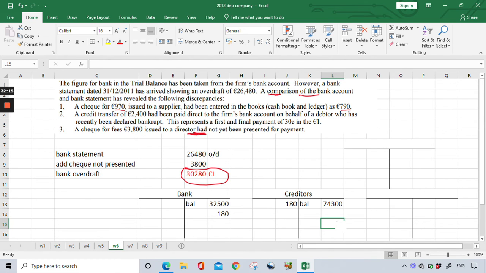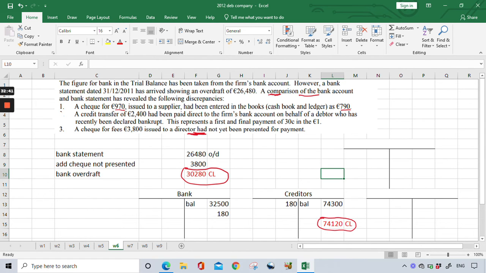Okay, so if we balance this now, our creditors figure is going to go down by 180. It's going to be 74,120. That's a current liability in the balance sheet of 74,120.